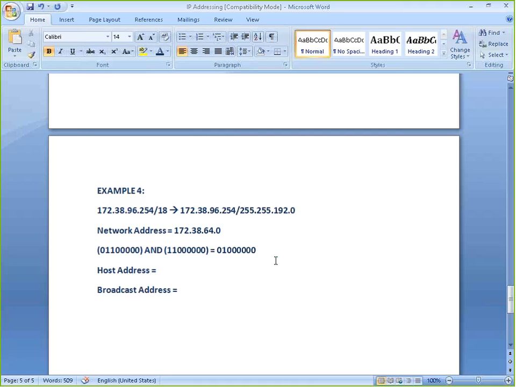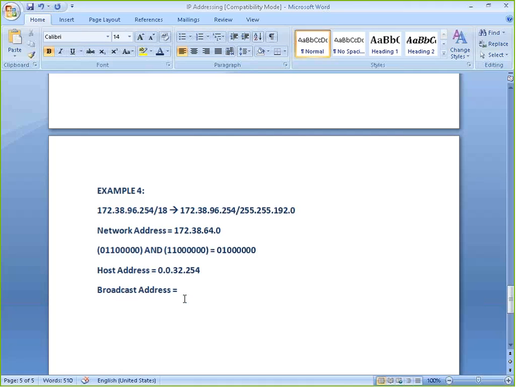So effectively, it's going to be 0.0. That's the first two octets. Now the third octet is going to be 32, and then the last octet is going to be 254. Okay, so this is what is going to be your host address. Now, one thing that I notice is you're always getting confused with the broadcast address.